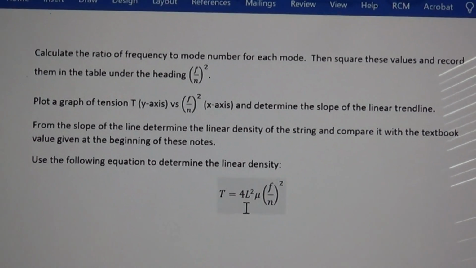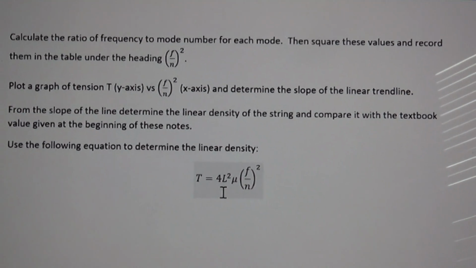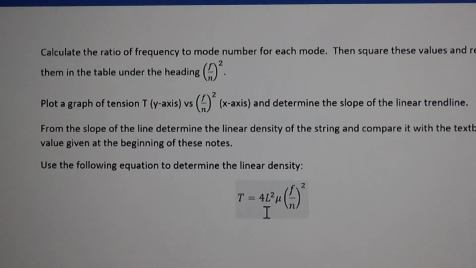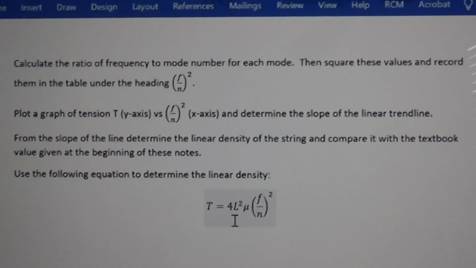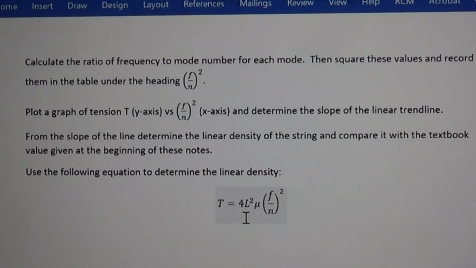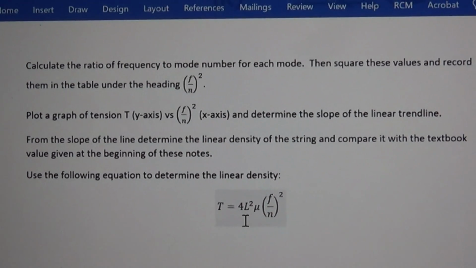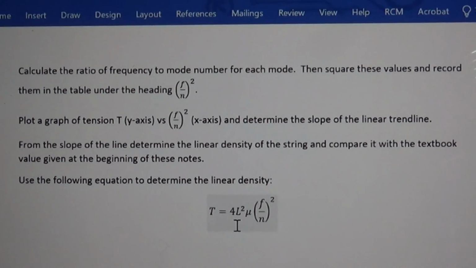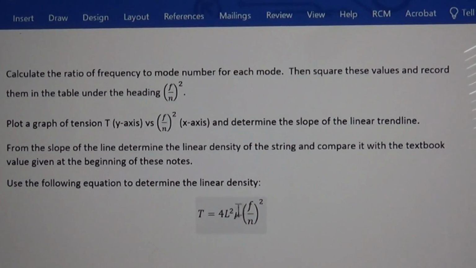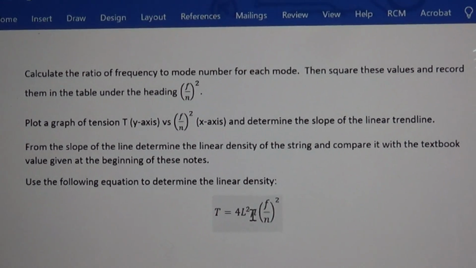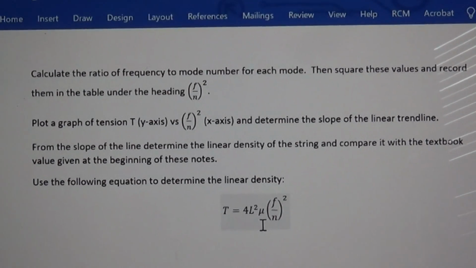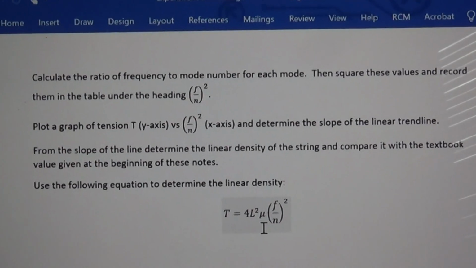You have 4, the length of the string. Remember, that's the distance between the knot that you tied to hold the motor onto the string, all the way over to the other end of the string where you tied the string to the IOLAB, and that distance should be somewhere between 60 and 70 centimeters. And then there's this Greek letter mu. So that Greek letter mu in a lot of textbooks represents the linear density of the string.